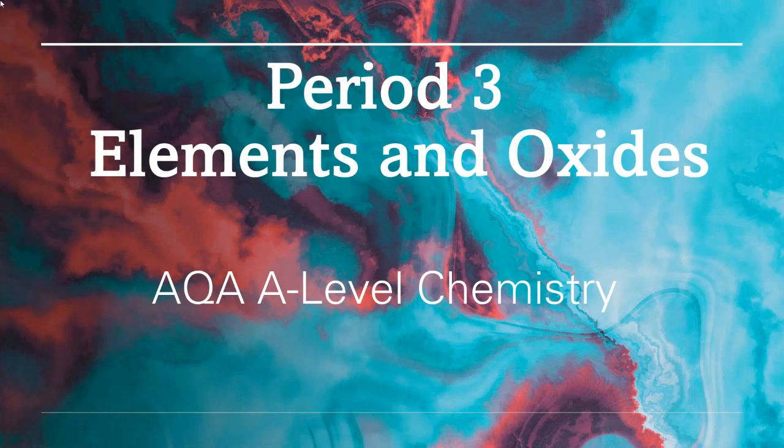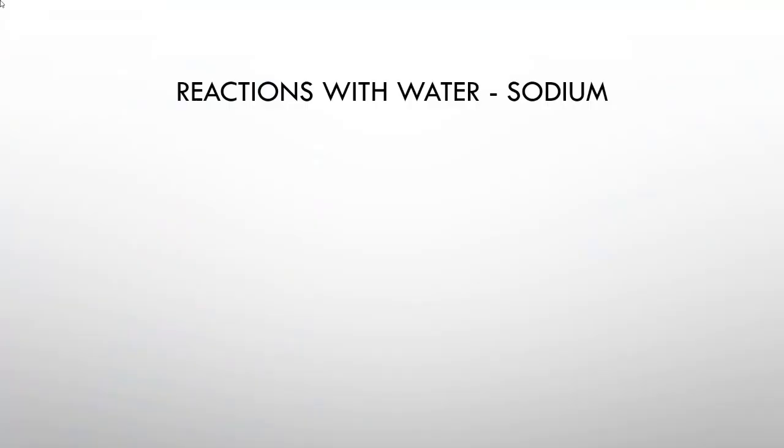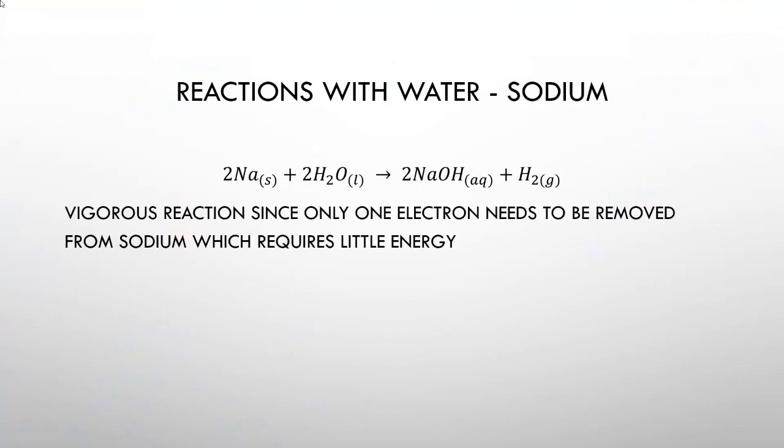Okay, so today we're going to be looking at period 3 for A-level chemistry. To start off with, we've got sodium reacting with water. This is the equation. It forms sodium hydroxide and hydrogen gas. And this reaction is vigorous since only one electron needs to be removed from sodium to form the sodium ion, and that requires little energy.